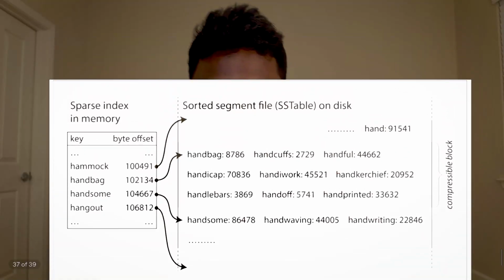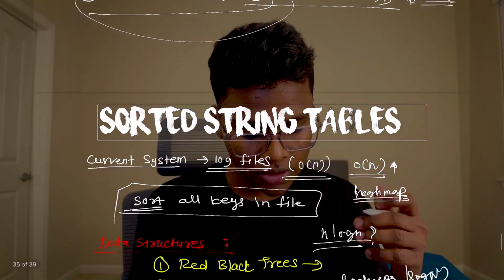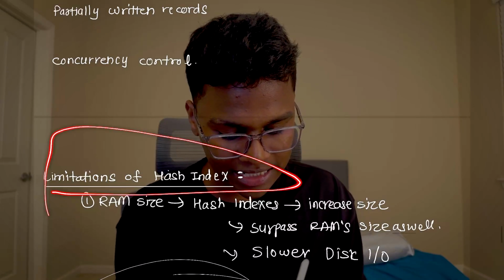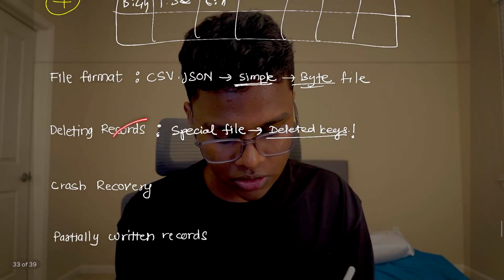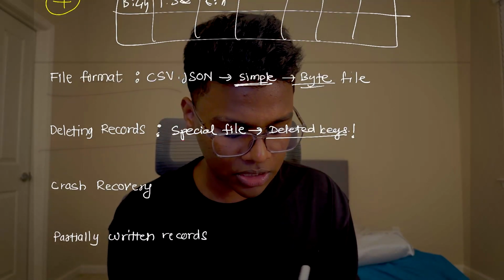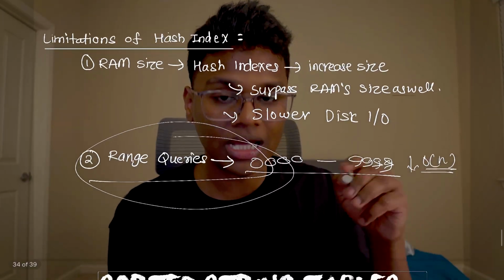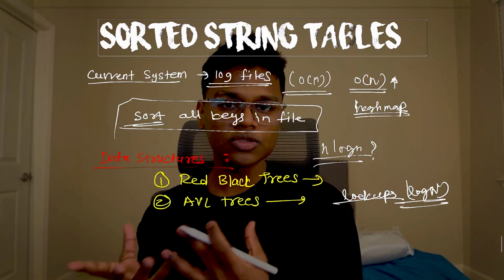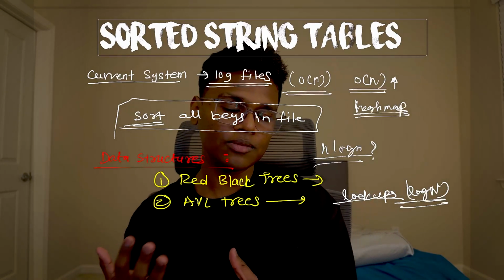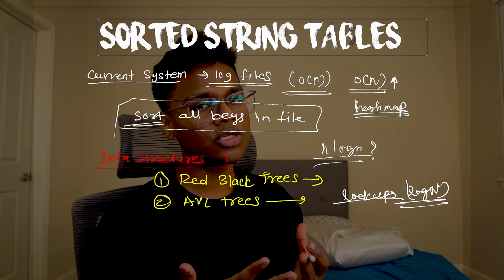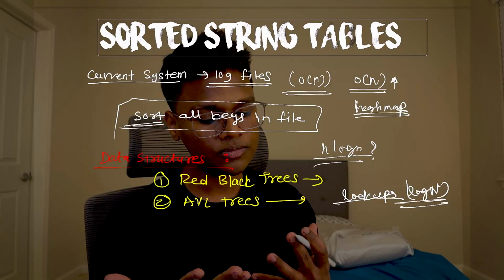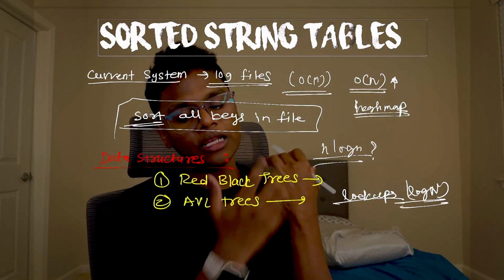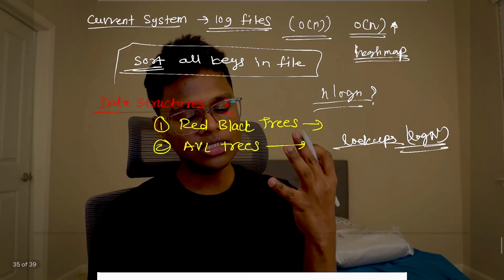Let me just recap it quickly, and we will be done with this concept. So we went through the limitations of hash indexes. We went through these concepts such as file format, deletion of record, crash recovery, and everything about the hash indexes. And we came up with the new solution, which is sorted string tables, and how we can use this new solution to resolve the limitations of the existing system, which is hash indexes.